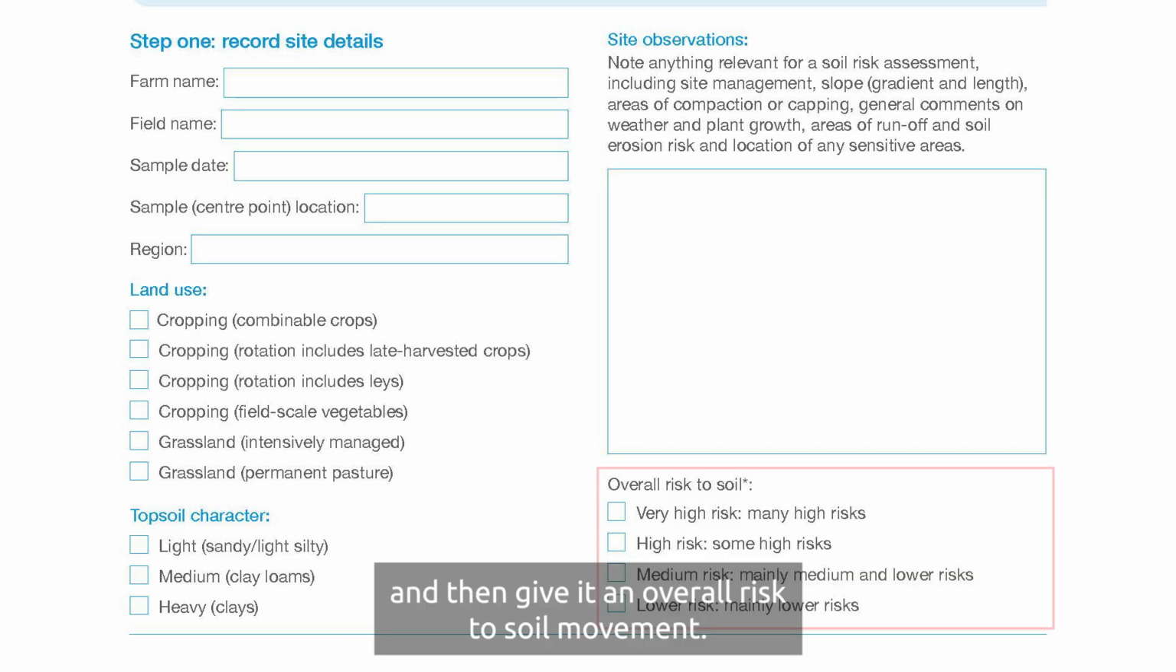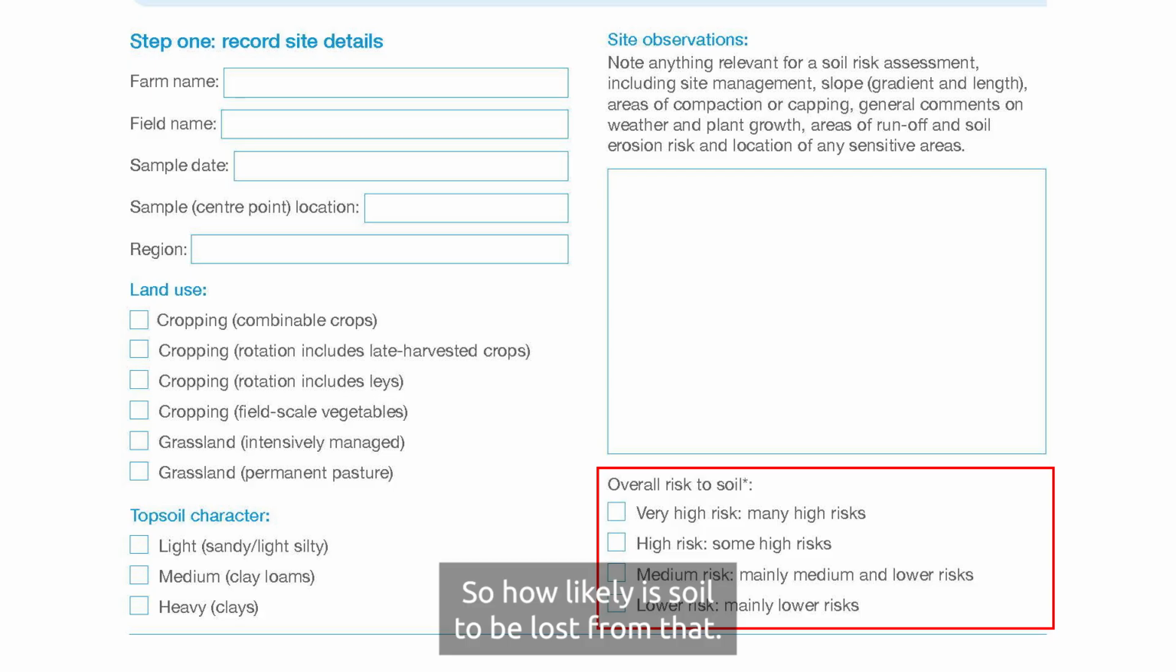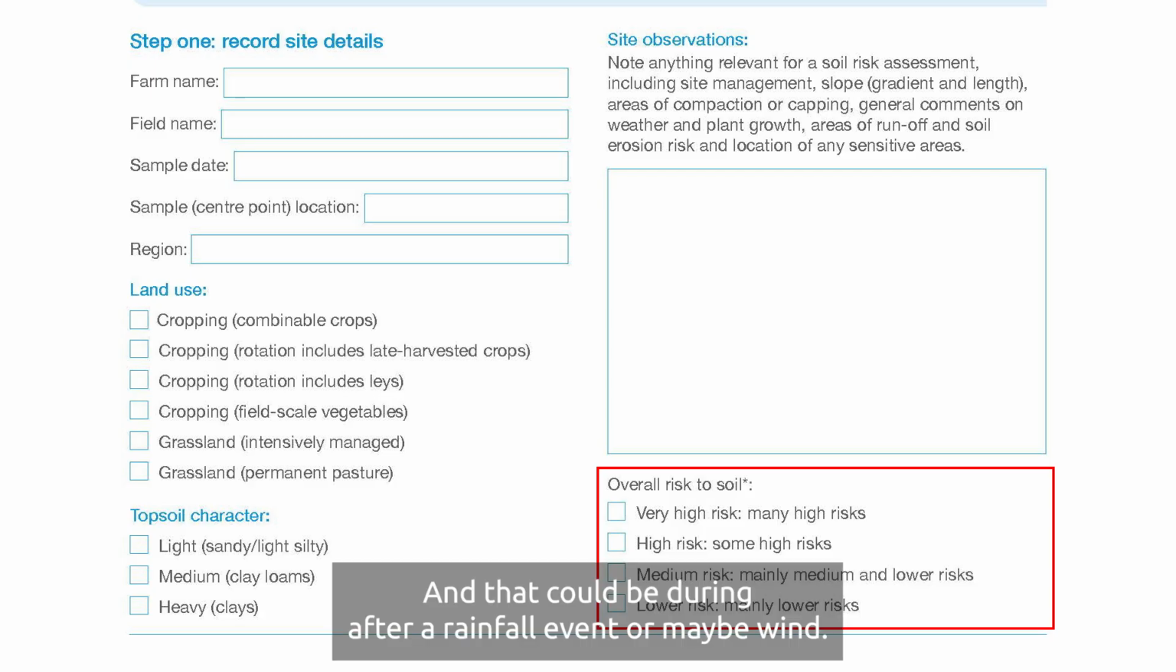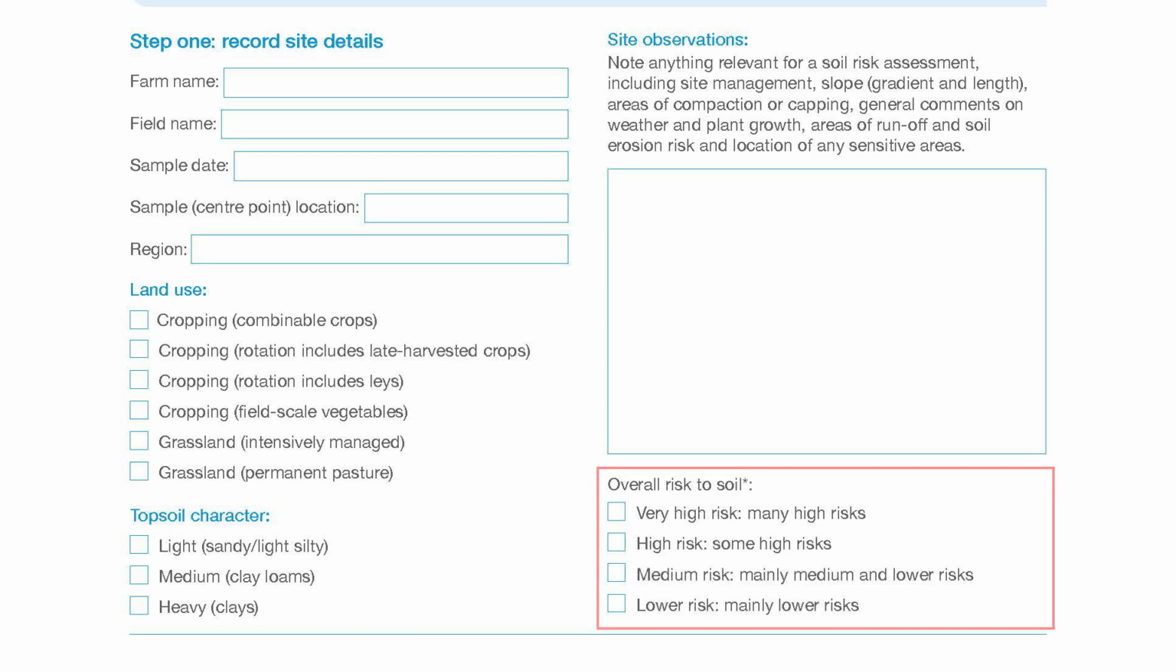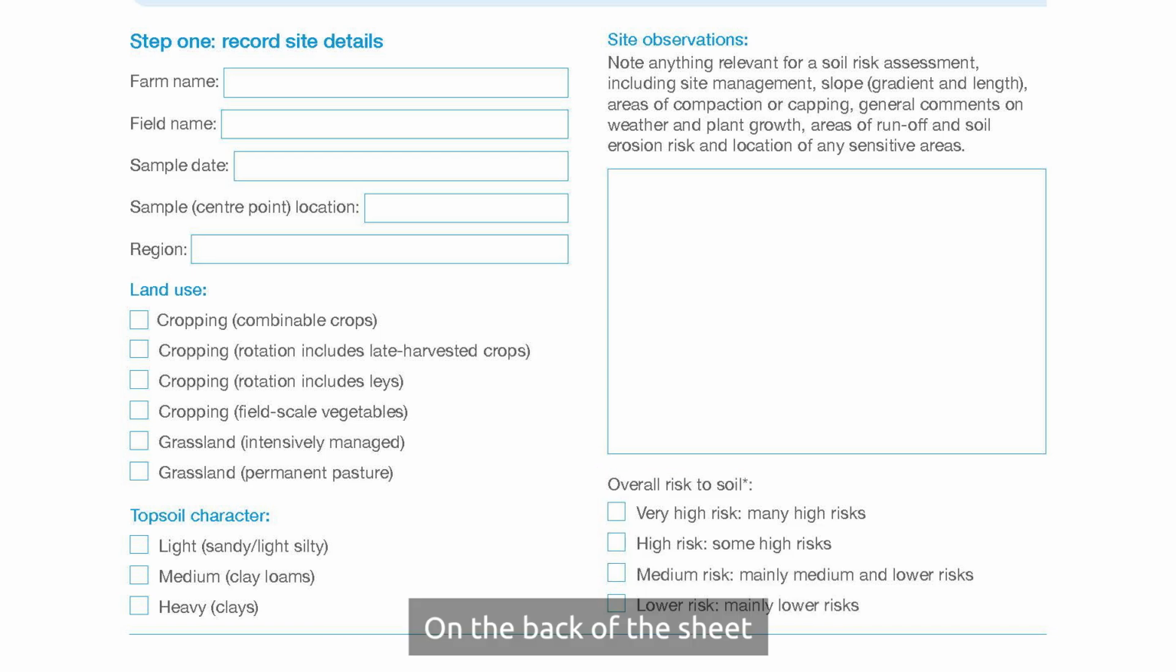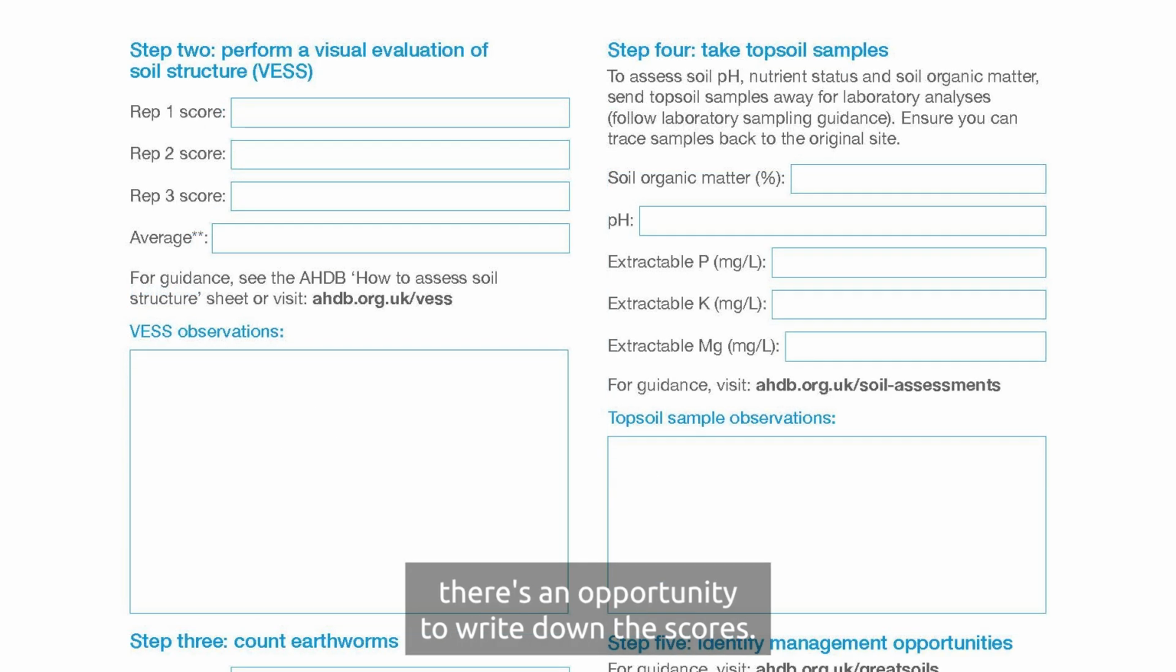There's also an opportunity to record particular things about the site, so it could be that we're seeing areas of compaction or capping, or there's a slight slope to that soil. We can record anything of note in that section and then give it an overall risk to soil movement, so how likely is soil to be lost from that, and that could be after a rainfall event or maybe wind.